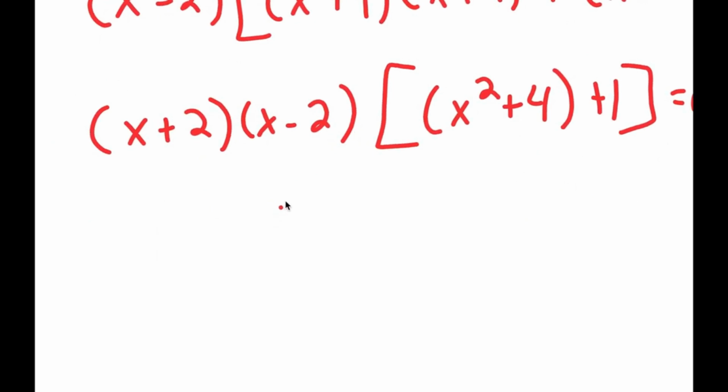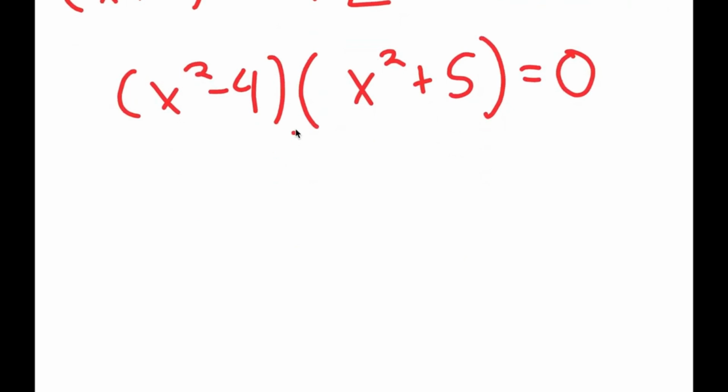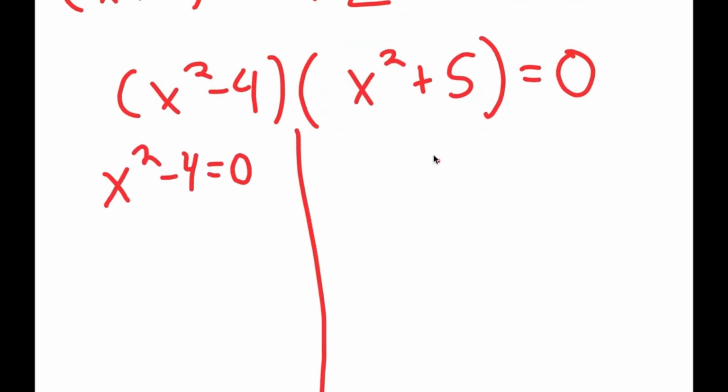So x plus 2 times x minus 2, like I said, was x squared minus 4. And I have this times x squared plus 4 plus 1, which is x squared plus 5. Now this is equal to 0. Now this gives me two equations. I get x squared minus 4 is equal to 0, and I get x squared plus 5 is equal to 0.